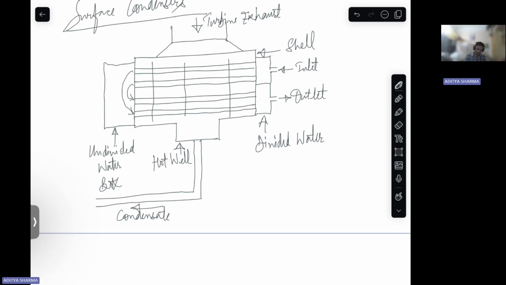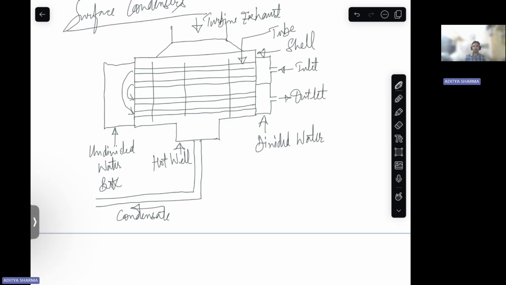So what happens is your turbine exhaust comes from the top, and then your cooling water enters the tubes. So this is a tube. Okay, so cooling water enters the tubes, right? It reaches the undivided water box, then again, for the second time, it moves through the other half of the tubes, right? And then it moves to the outlet, right? So this is a two pass type of surface condenser.